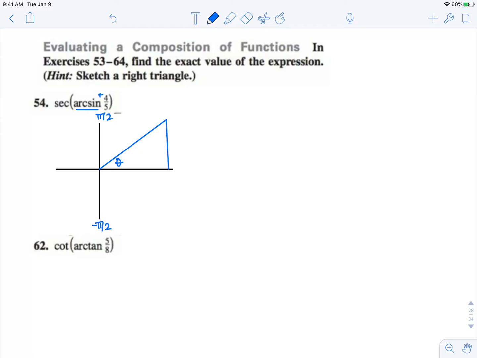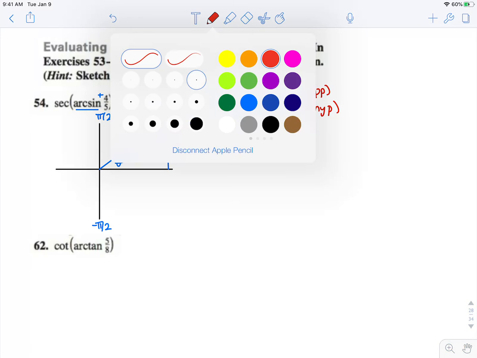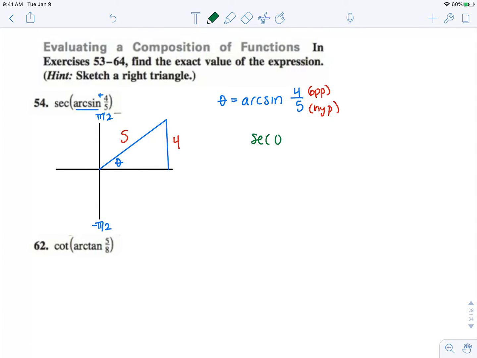So from our problem, we know that theta equals arc sine of 4/5. Sine is opposite over hypotenuse. So that means this opposite side is 4, and my hypotenuse is 5. If I am looking for secant of theta, I need my hypotenuse over my adjacent. My adjacent equals the square root of 5 squared minus 4 squared. My adjacent is 3. So therefore secant theta is 5 over 3.